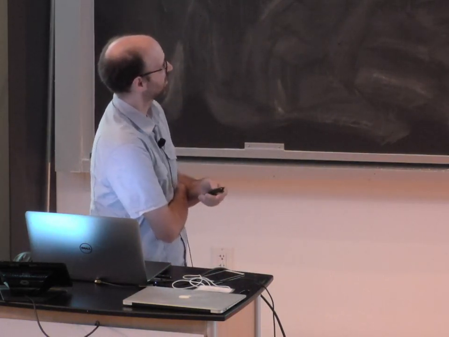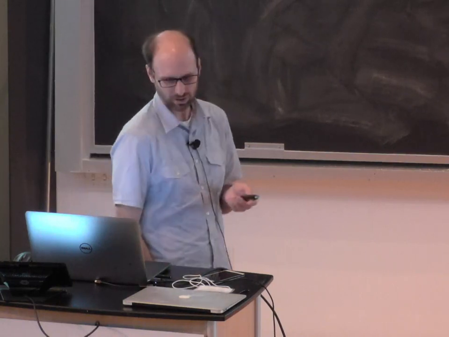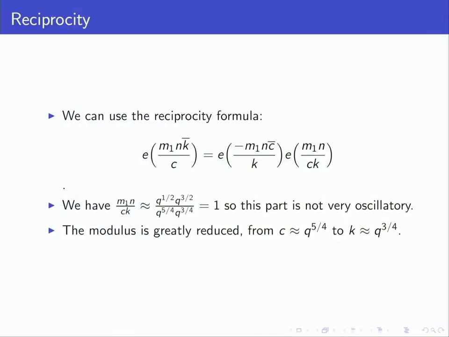OK. So now if we look at this additive character, we get this e of m1 k bar over C, and now this is ripe for using this reciprocity formula that many people have been using.